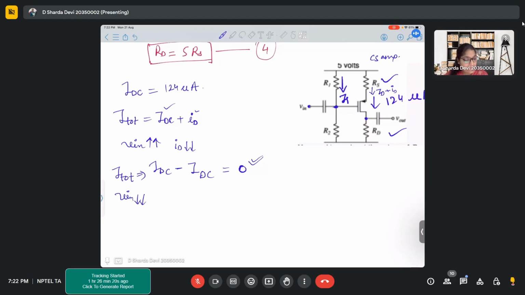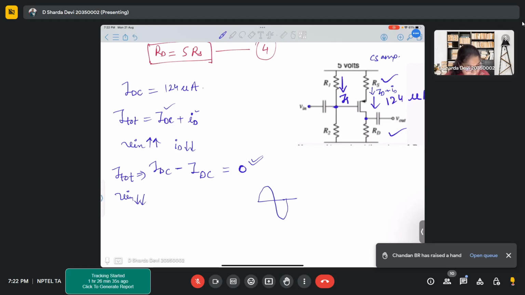So in the CS case, first of all the gain is negative. What does negative mean? There is a 180-degree phase shift. So if your input signal is like this, this is V in, the output that you will get will be like this. So you will see the amplification, but your phase is opposite. So what does that mean?